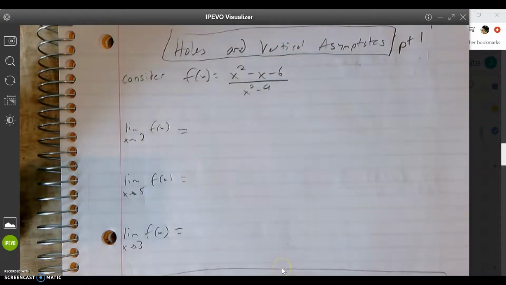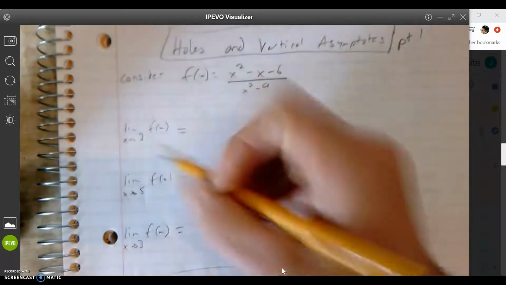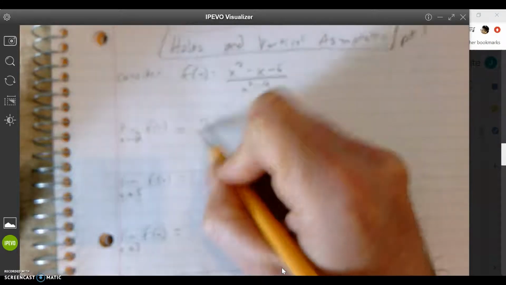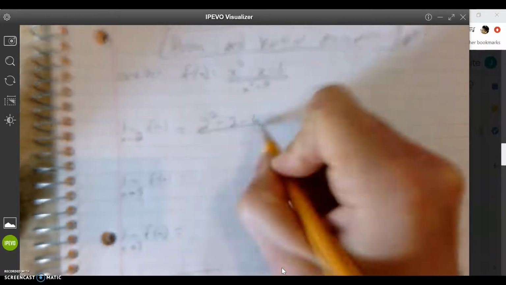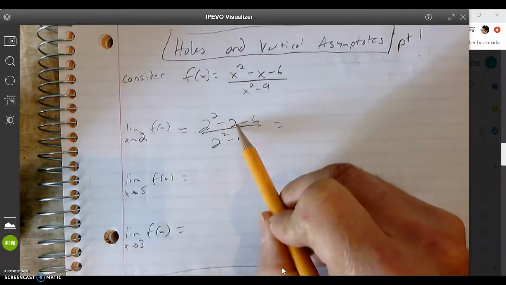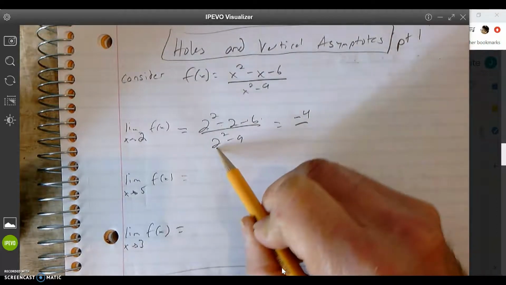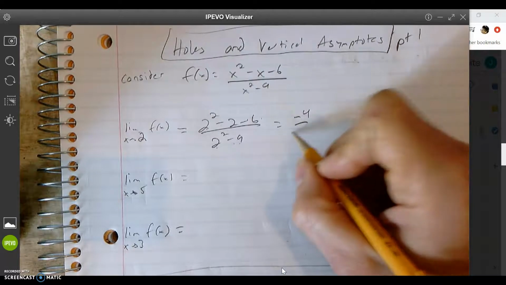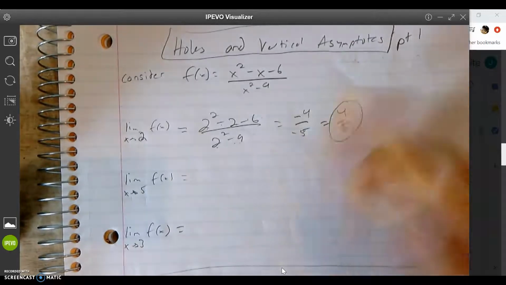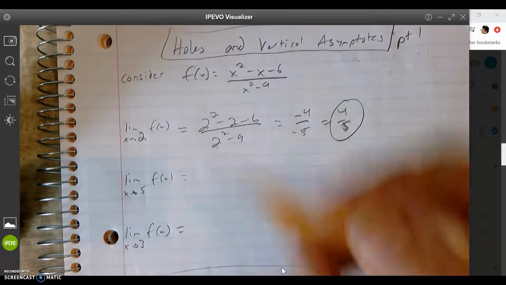Alright, here you go. So let's find the limit as x approaches 2 of f of x first. It's easy, we just plug in 2. 2 squared minus 2 minus 6 divided by 2 squared minus 9. So that's 4, no calculator. 4 minus 2 is 2. 2 minus 6 is negative 4. This is 4 minus 9, which is negative 5. Negative divided by negative is positive. So the limit as x approaches 2 from both sides of that graph approaches 4/5 on the y. Cool. That's easy.